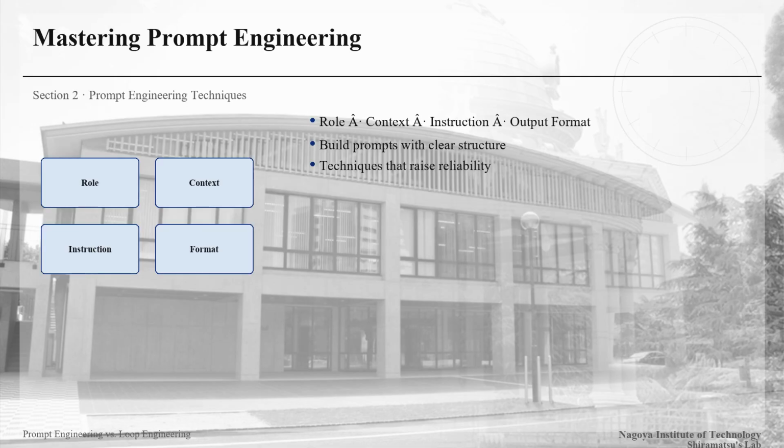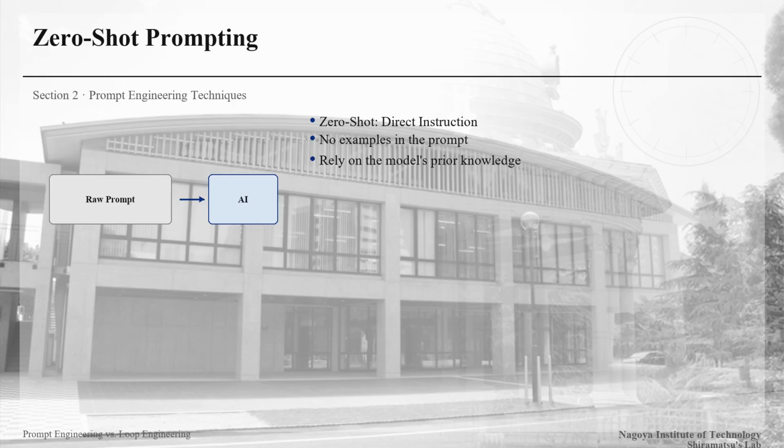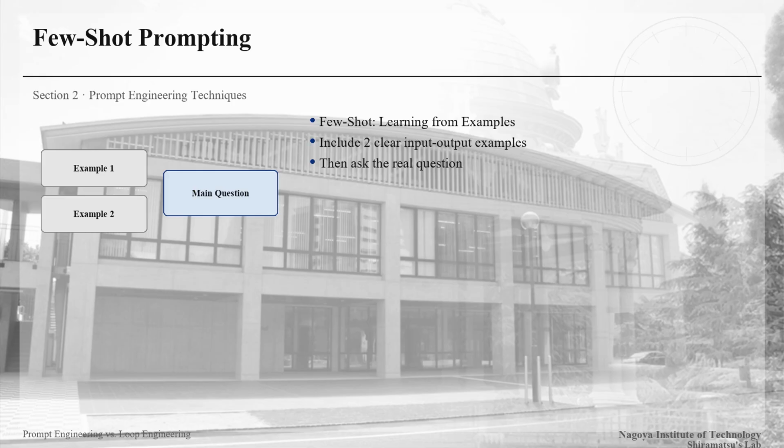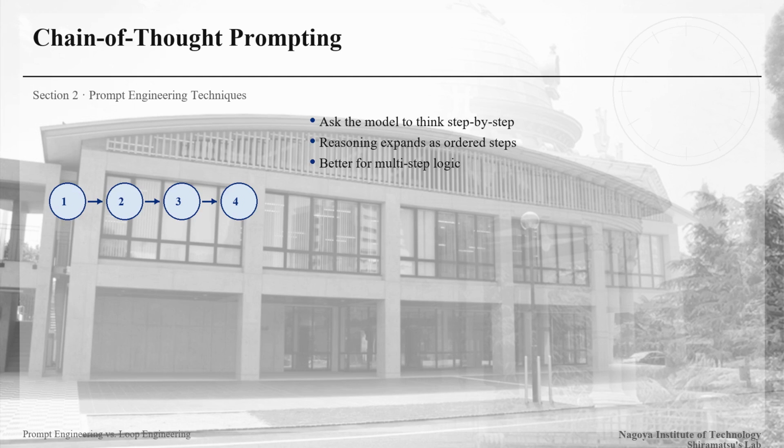Section 2 focuses on prompt engineering techniques, role, context, instruction, and output format. Zero-shot prompting sends a direct instruction with no examples. Few-shot prompting includes a few input-output examples before the main question. Chain-of-thought prompting includes a few input-output examples before the main question.